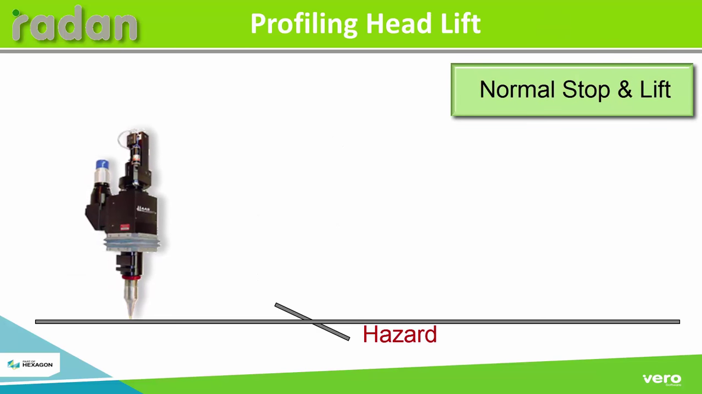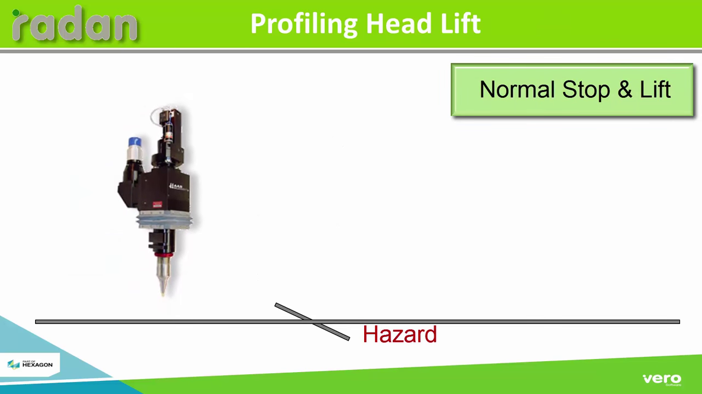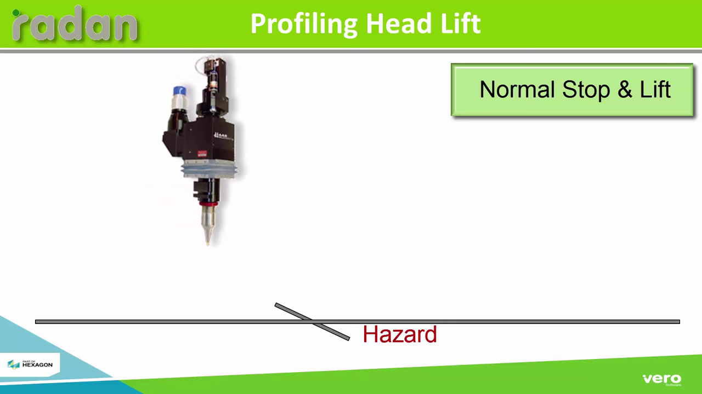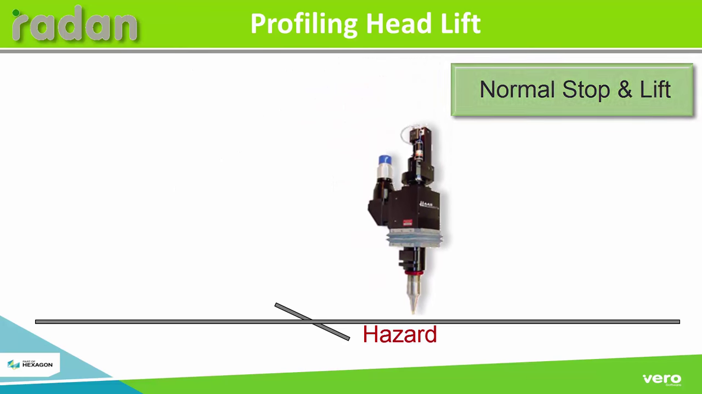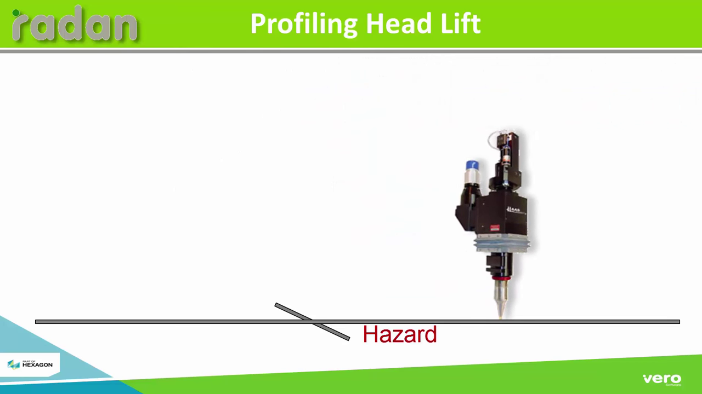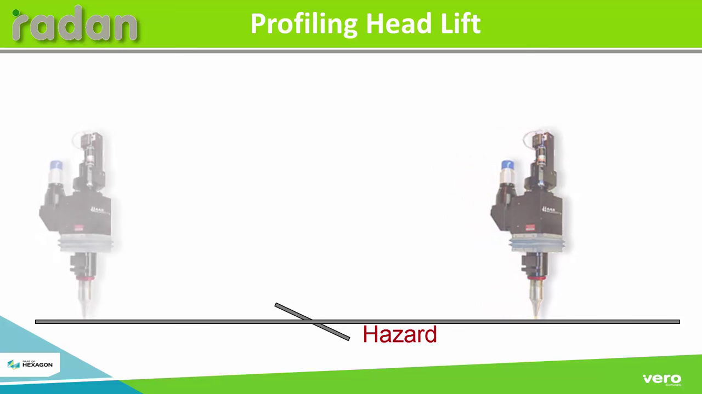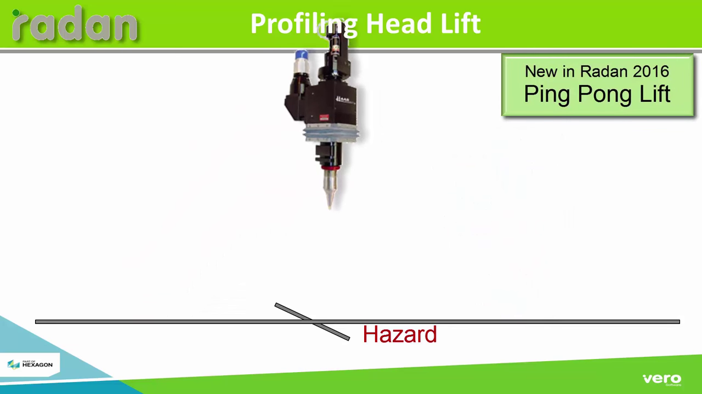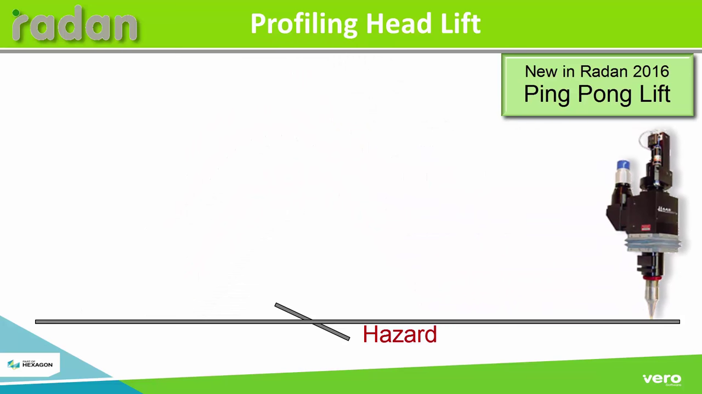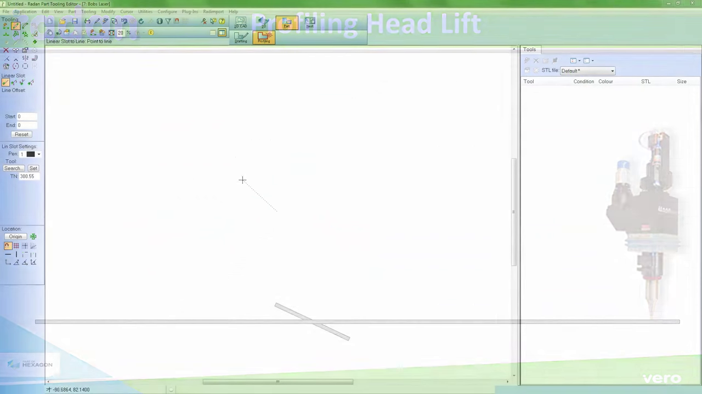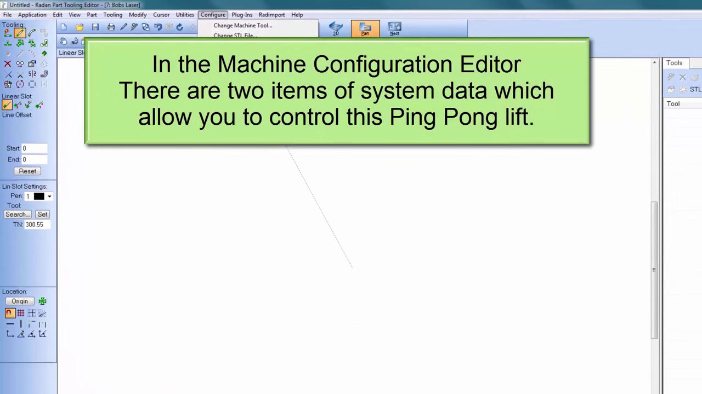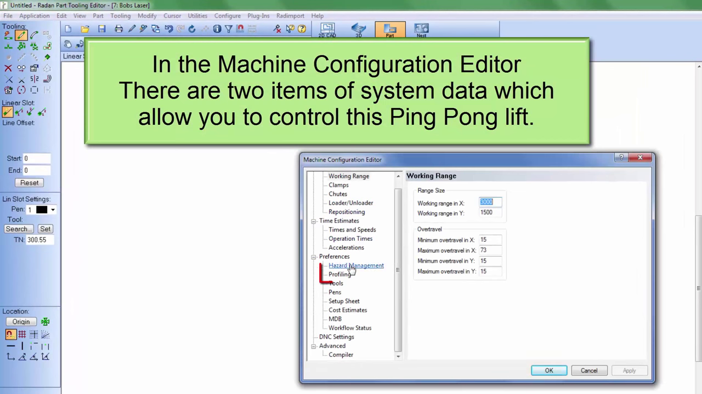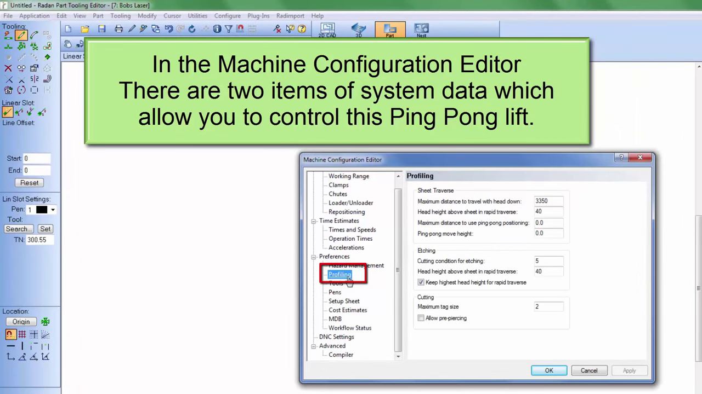Here we can see a normal stop and lift. Here we can see the new ping pong lift in Radan 2016. In the Machine Configuration Editor, there are two items of system data which allow you to control this ping pong lift.